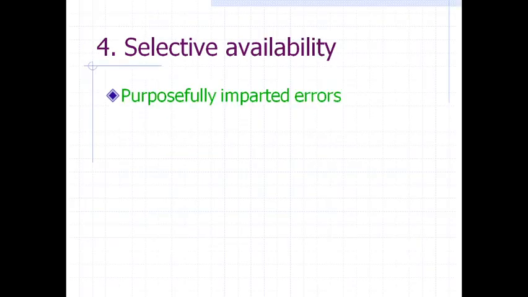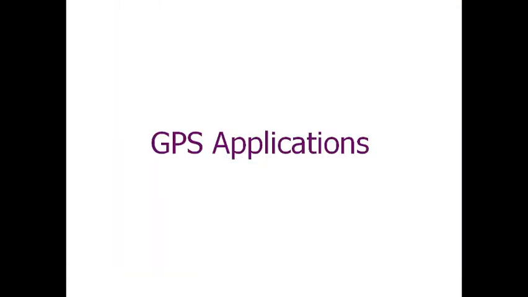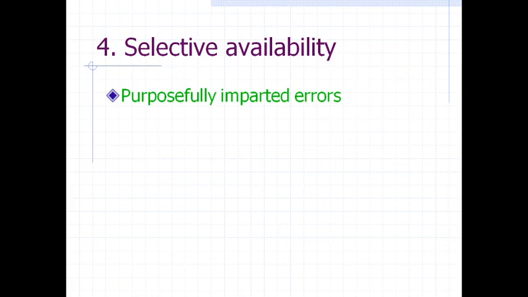Another error is known as selective availability. This is not a natural error like the other errors we have discussed. This is a purposefully introduced error in the system. When the US introduced this GPS concept for the first time, as we have discussed, it was for military or defense applications. So when it was given for civilian access, they purposefully introduced some errors into the system.